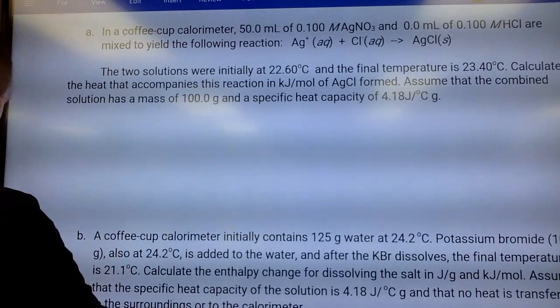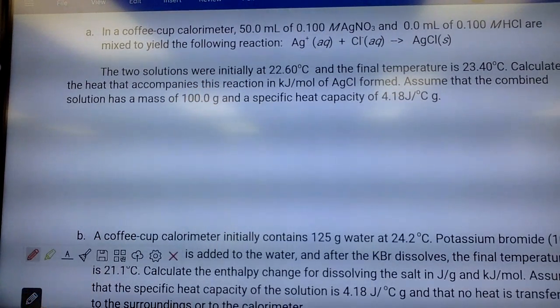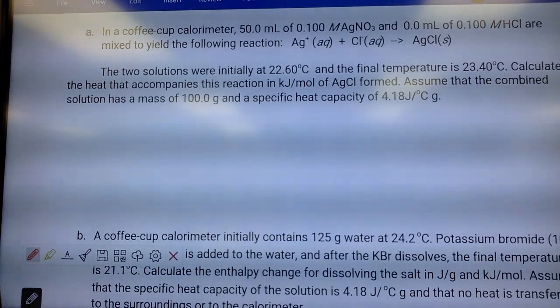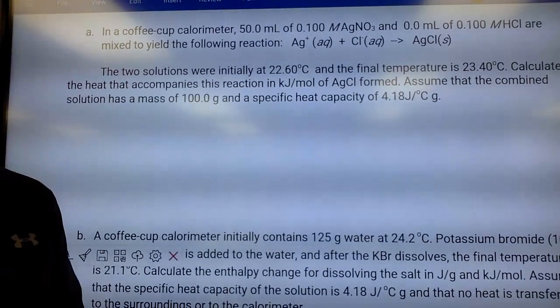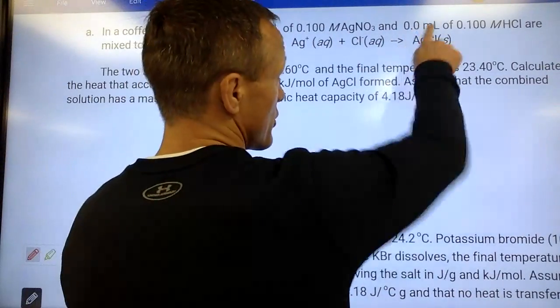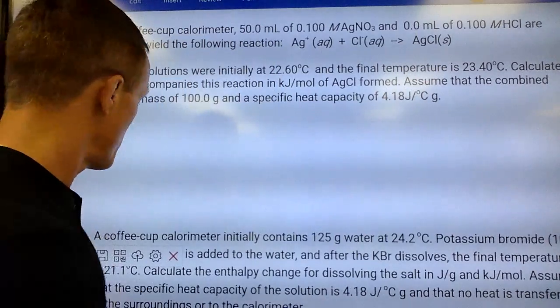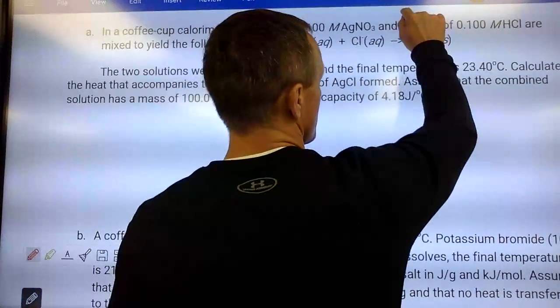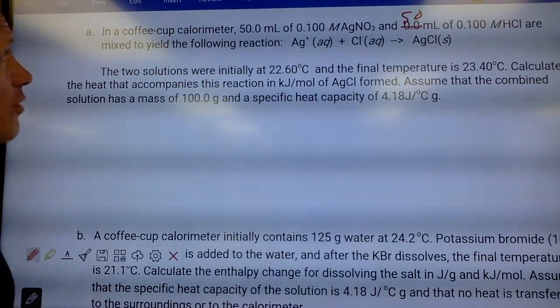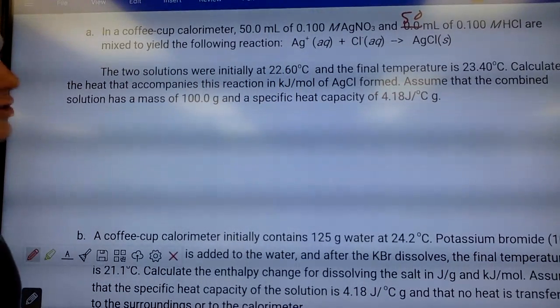All right, here's the first problem. In a coffee cup calorimeter, 50 milliliters of 0.1 molar AgNO3, and there's supposed to be a number there, 50 milliliters, that's supposed to say 50 right there, not 0, sorry. There should be a 50. And 50 milliliters of 0.1 molar HCl are mixed to yield the following reaction. There's your net ionic equation.